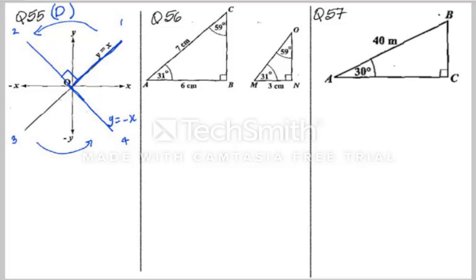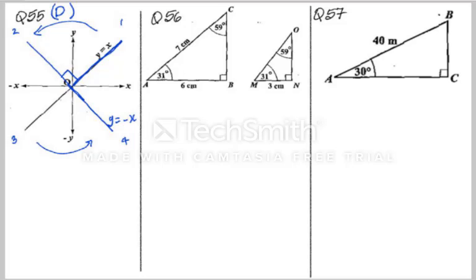Now here's what we do know about similar shapes. If two shapes are similar, the interior angles are the same, as you can see, 31 degrees, 31 degrees, 59 degrees, 59 degrees, 90 degrees, 90 degrees. So the two shapes have the same interior angles. In essence, they have the same shape, but they have different size.